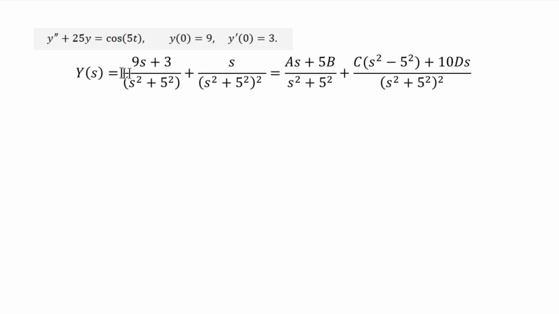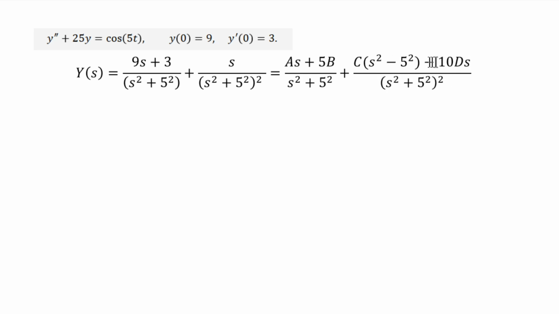Y of s, but that's not enough because we need to know what y of t is. That means we have to do the inverse Laplace transform. So you need to do the partial fraction expansion of this thing. Now, the partial fraction expansion for this is somewhat strange. I mean, this is expected, but you might see that this is not Cs plus D as usual. It's not even Cs plus 5D.